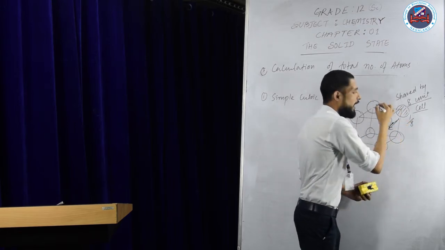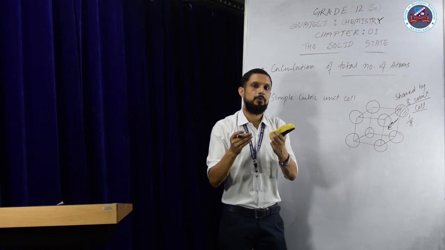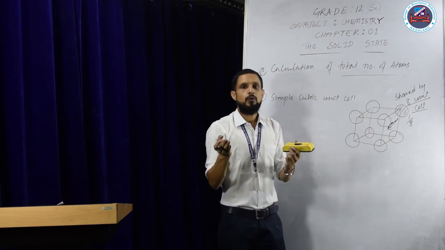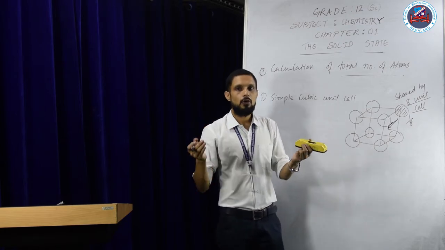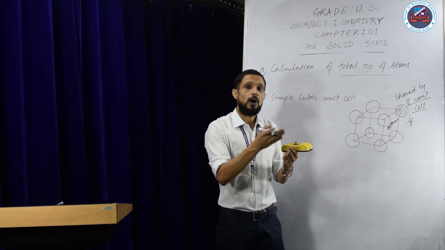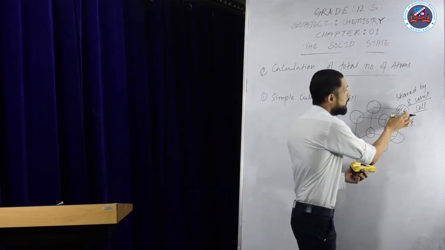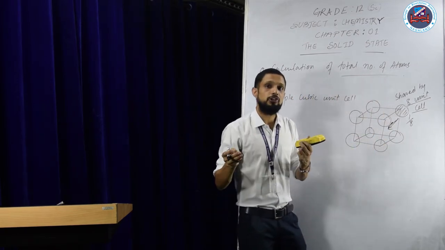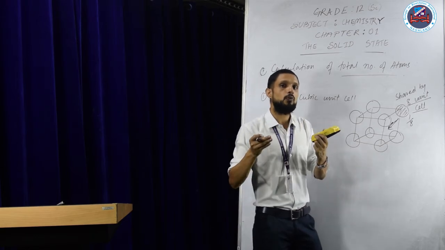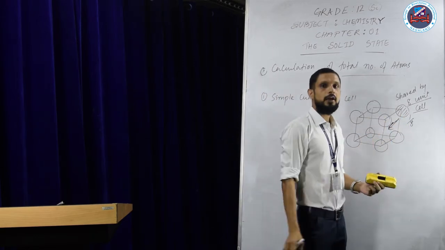by 8. Like if you have one apple and there are 2 people, what is the share? 1 by 2 each. If there are 3, 1 by 3 each. So similarly here, this is shared by 8 unit cells. So each unit cell will get 1 by 8.